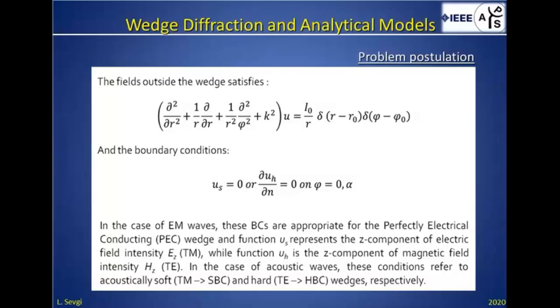In the acoustic society, they use these two equations. In electromagnetics, we replace U with Ez for the transverse magnetic case or Hz for the transverse electric case. In the acoustic society, the soft boundary condition means TM, and the hard boundary condition means TE. Next slide, please.